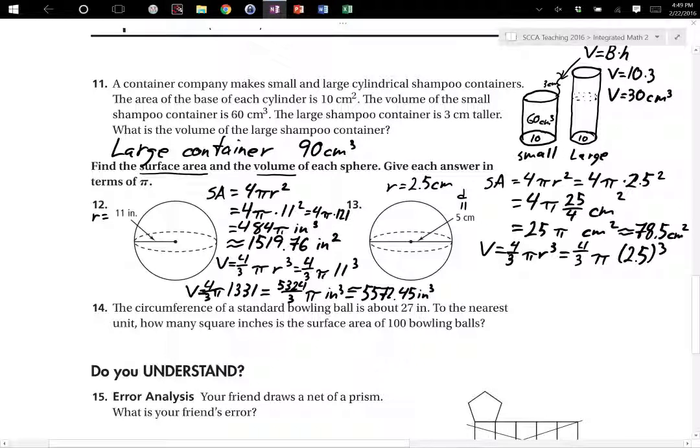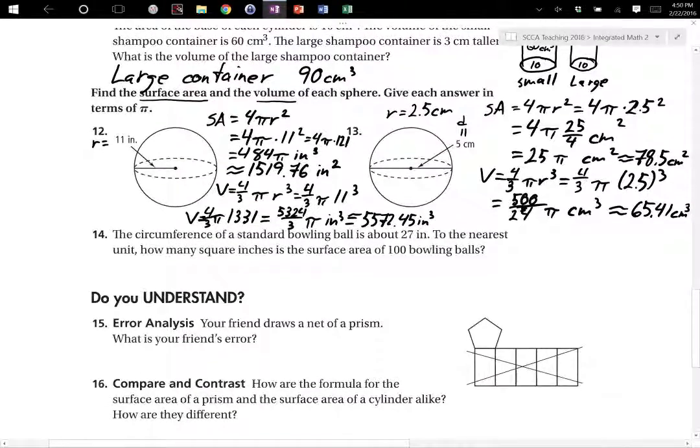2.5 cubed. And here we get 500 thirds. Ooh, 524ths. Terribly sorry. 24ths, because this is the same as 5 halves. And 500 pi centimeters cubed, which is approximately equal to 65.41 centimeters cubed. Okay.